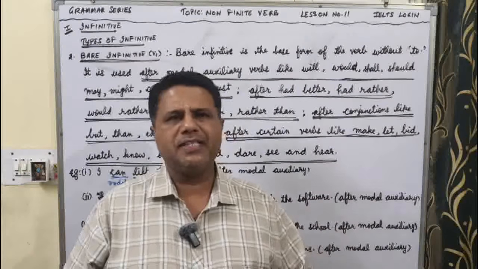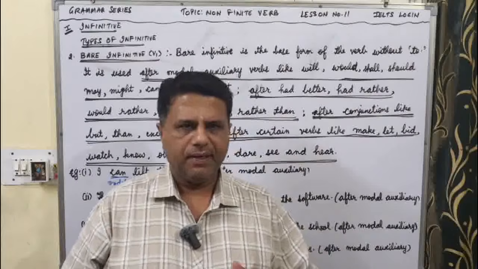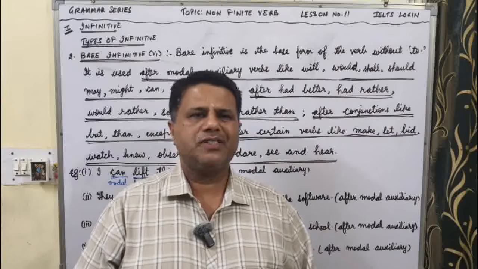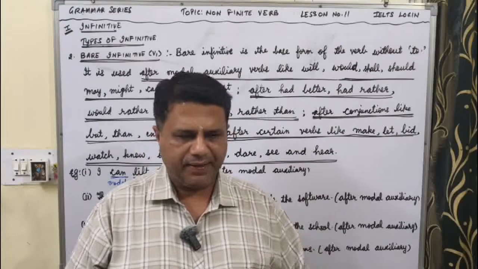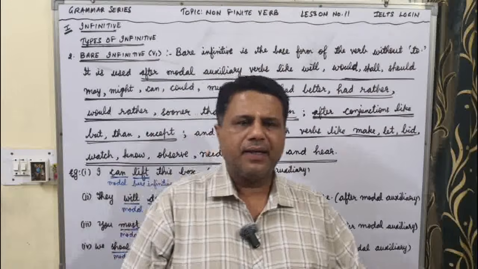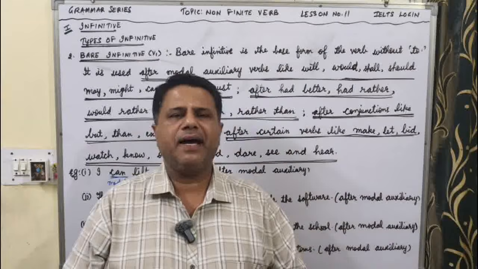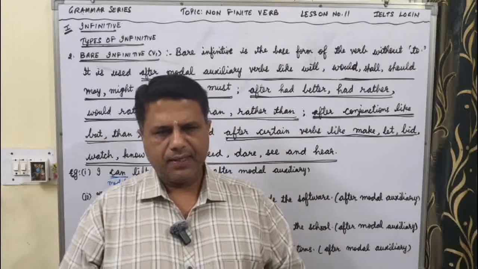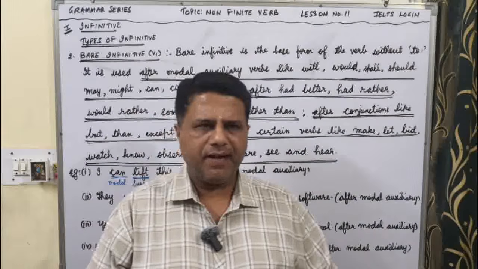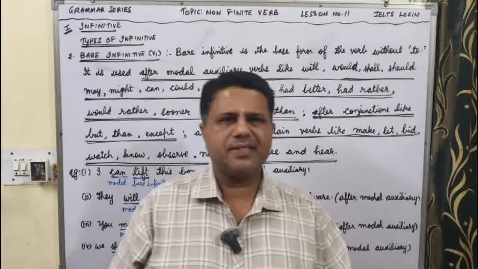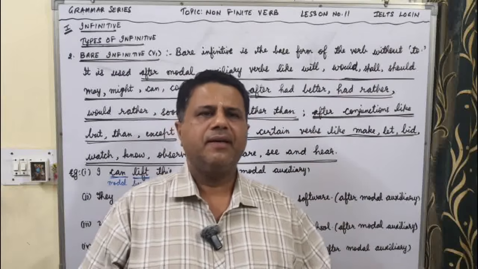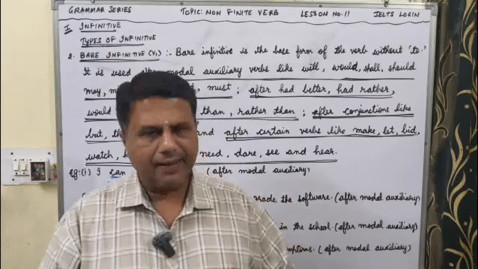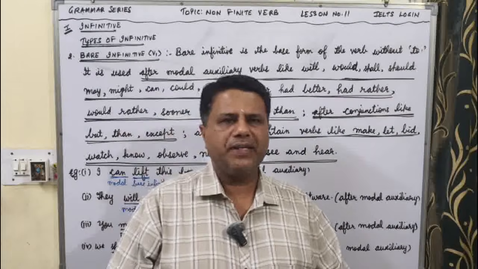Infinitive, you all know, is first form of the verb. If it is used with to, it is called to infinitive. If it is used without to, that is bare infinitive. Broadly speaking, students, bare infinitive has total 4 uses. Like to infinitive has different uses, similarly, bare infinitive also has different roles to play in a sentence. Let's discuss it in detail with examples.